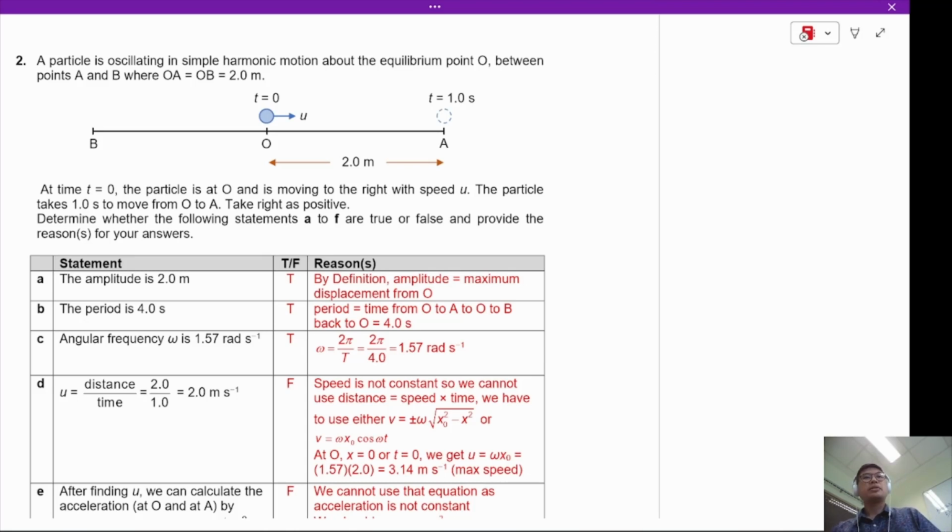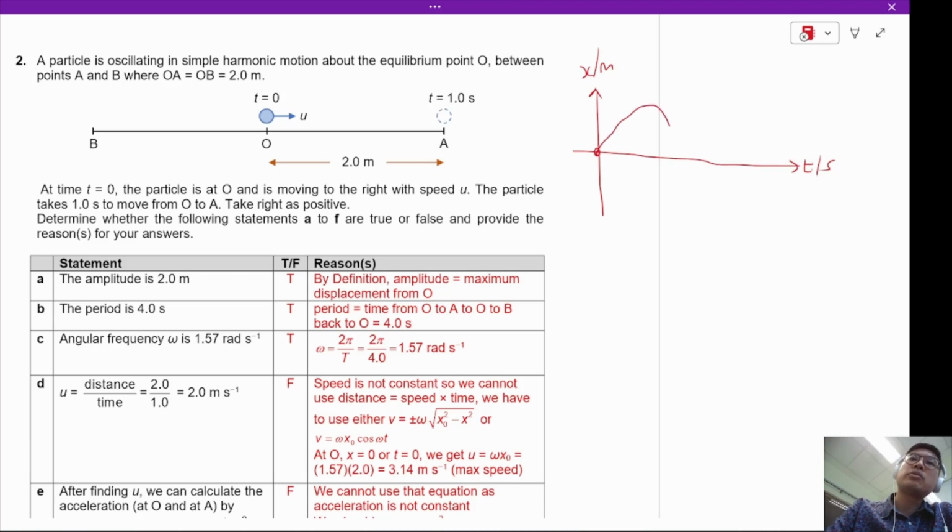Now let's take a look at question 2. A particle is oscillating in simple harmonic motion between the points A and B, where OA and OB are 2 meters. At time t equals 0, the particle is at O and moving to the right. Take right as positive. So the first thing we should do is to draw the displacement time graph. Luckily, everything's in seconds and meters. How convenient. Okay, when time t equals 0, the object is at the equilibrium position and moving to the right. So this is the displacement time graph, very simple.